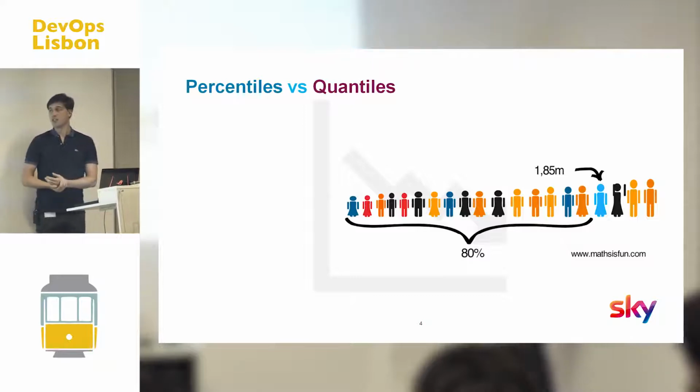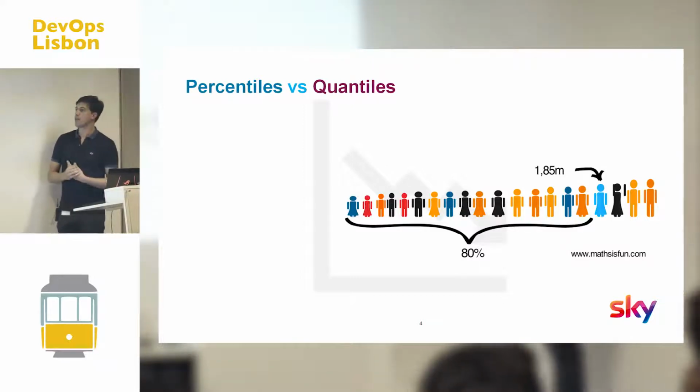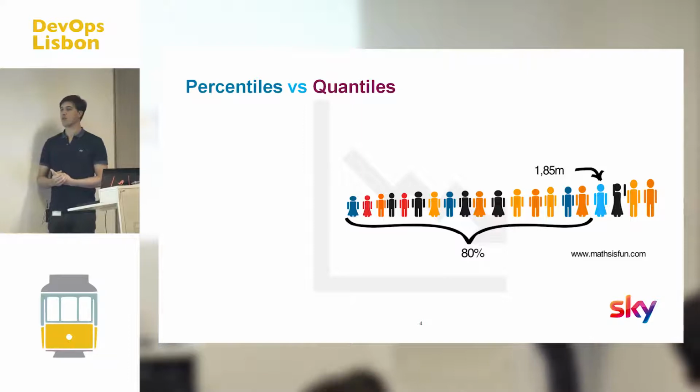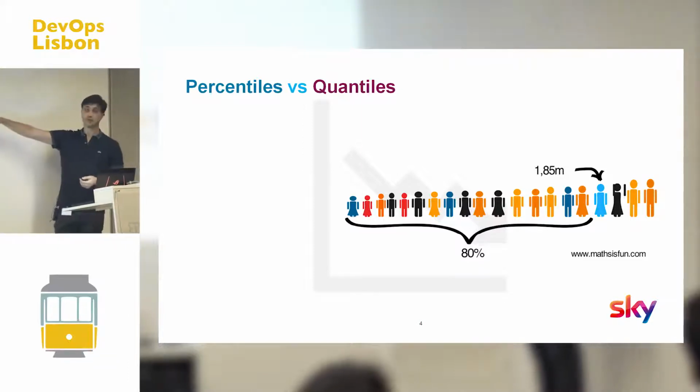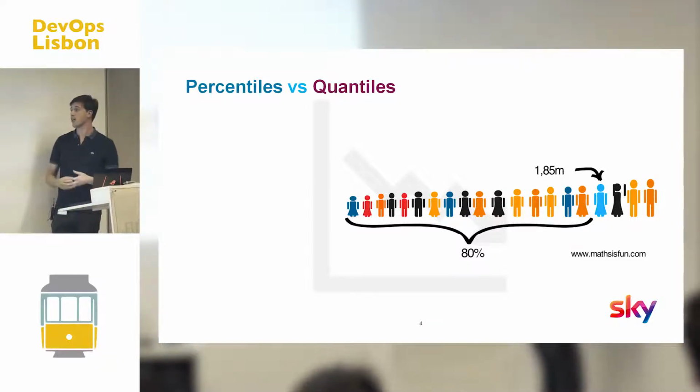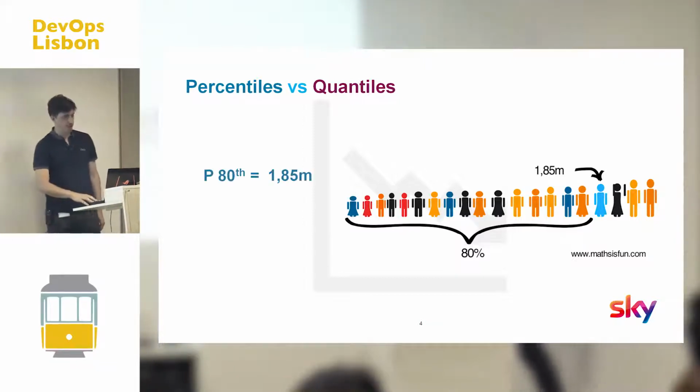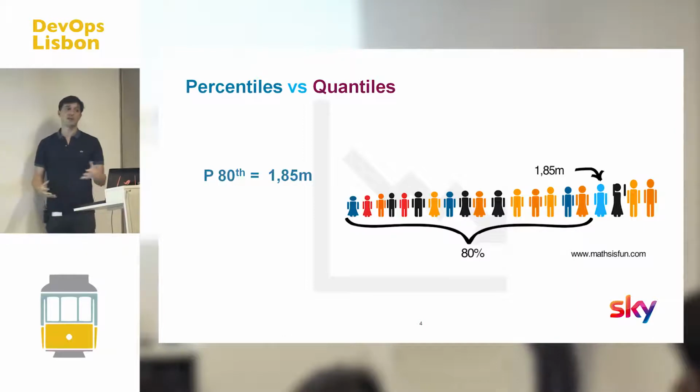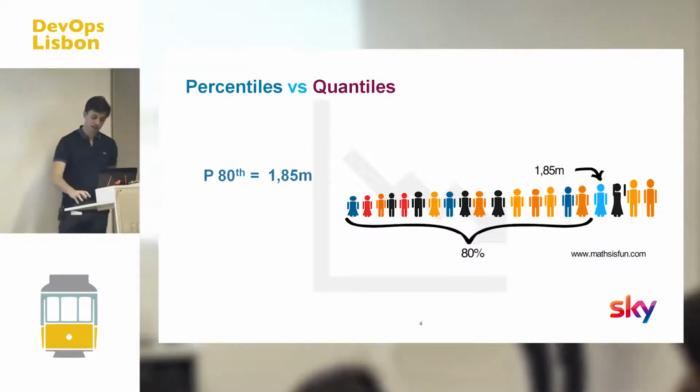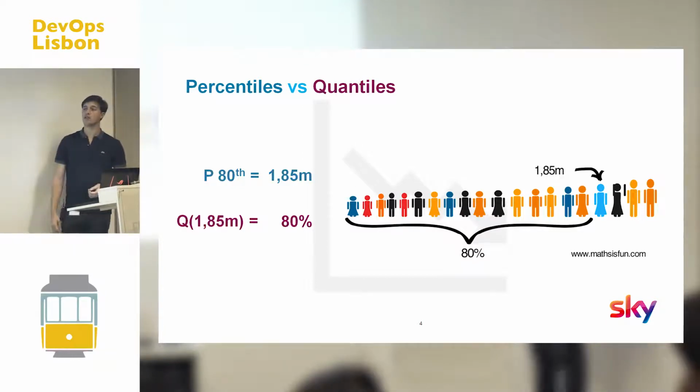Let's brush up our statistics. So we have here a population of 20 individuals, sorted by height. We are interested in understanding their height distribution. The percentile 80, or 80th percentile, for this population will be 1 meter and 85. And in the same way, the quantile, which is just the inverse function of the percentile, of 1 meter 85 will be 80%.